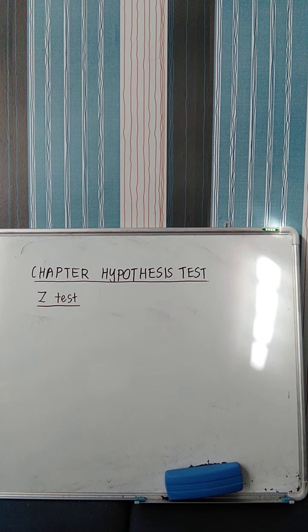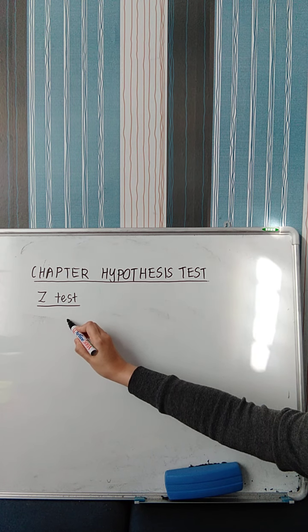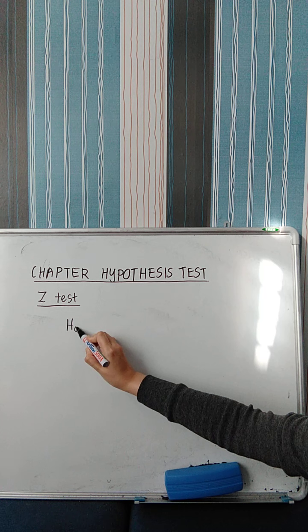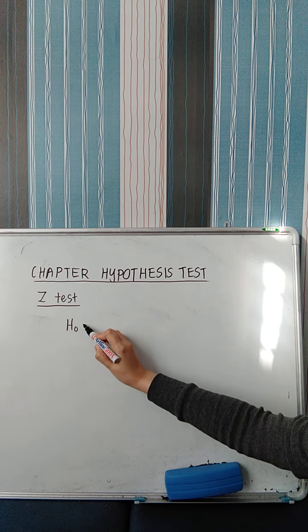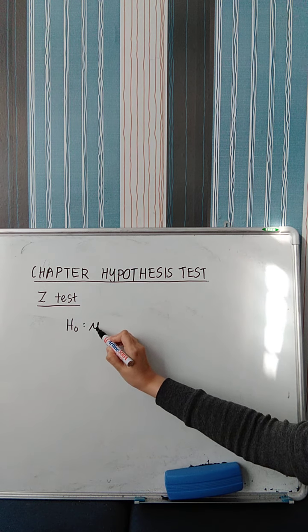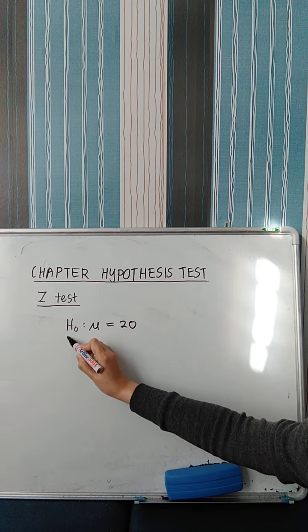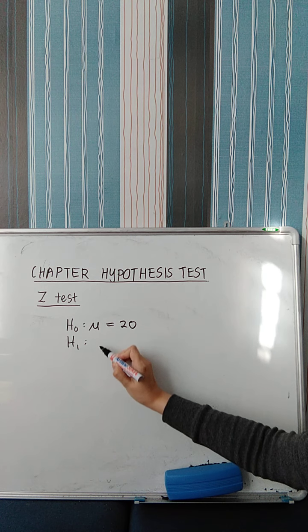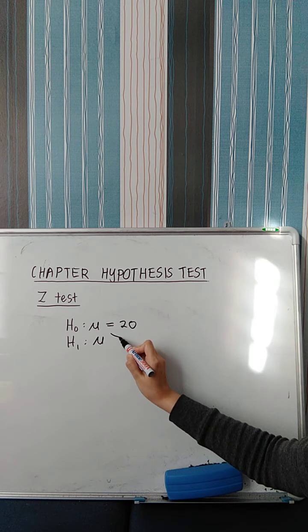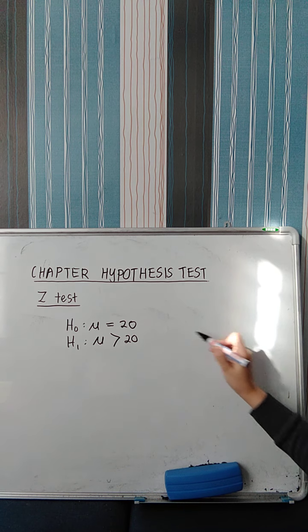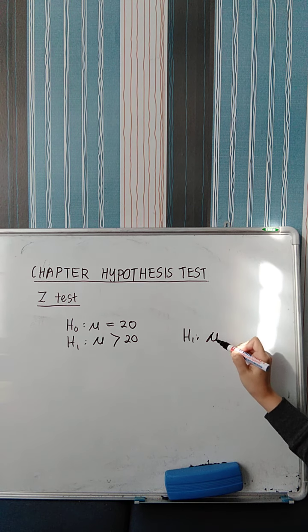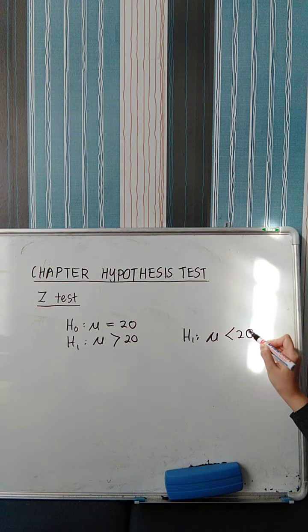Next I show you how to write the hypothesis testing for this Z test. You can refer to the note. For example, your H null is mu equal to 20. Your H1 has two possibilities: mu more than 20 or mu less than 20.